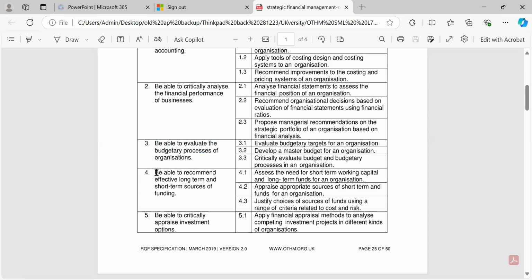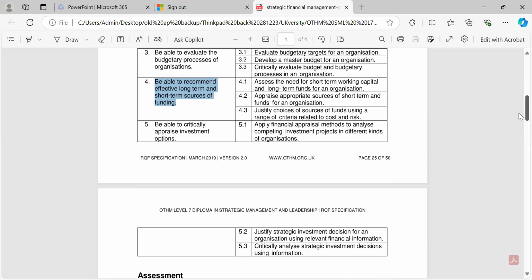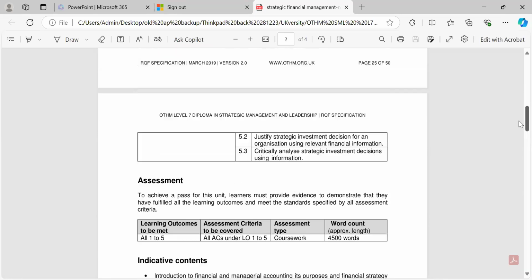Then lesson 4, be able to recommend effective long-term and short-term sources of funding. We'll discuss different types of resources and the working capital. We look at the liquid resources that can be converted, and we'll discuss the break-even point, how we can use it and manage other things accordingly. And lesson 5, be able to critically appraise. We'll go through different appraisal methods like investment appraisal. Those will be in our lesson 5.